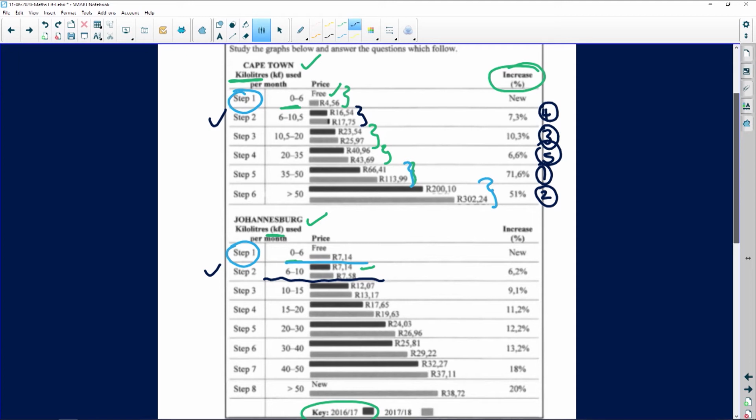And going all the way down, let's look at the maximum. The maximum over here is 38 Rand and 72 cents. But look at step 6, 302 Rand and 24. Automatically, guys, I look at it and it's not just an assumption. I've gone and compared these two things and measured them against each other. You can use your calculator if you want to do that.